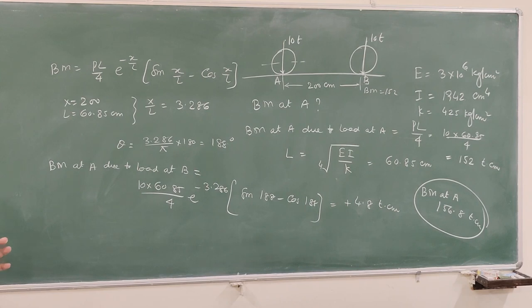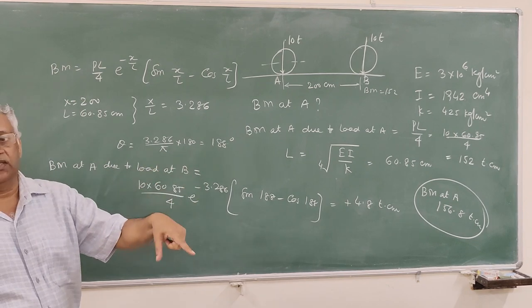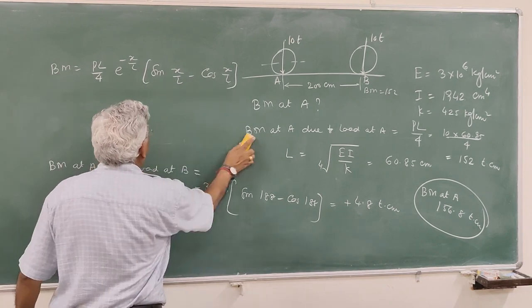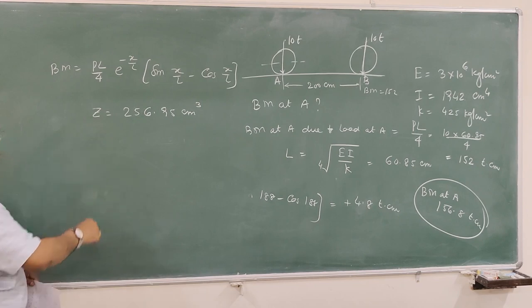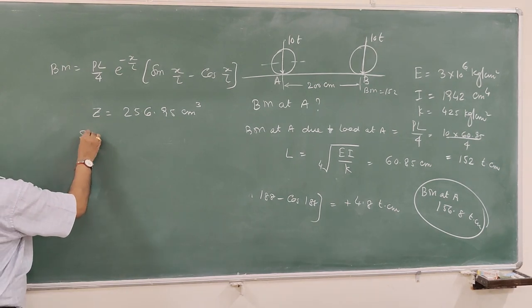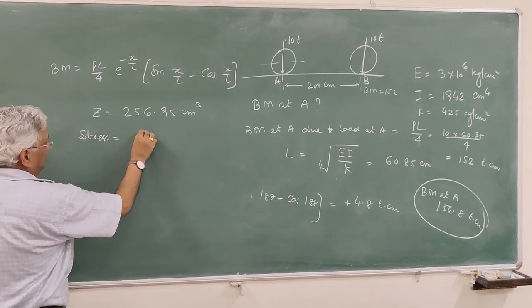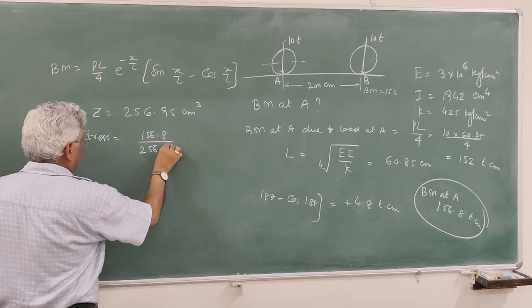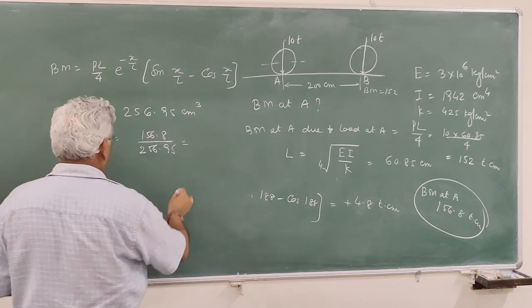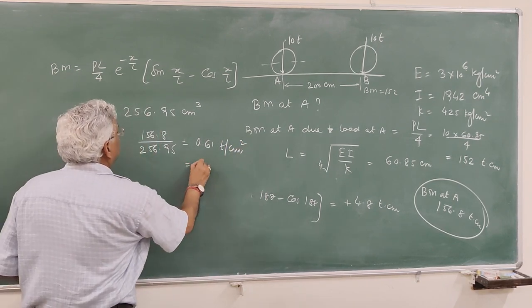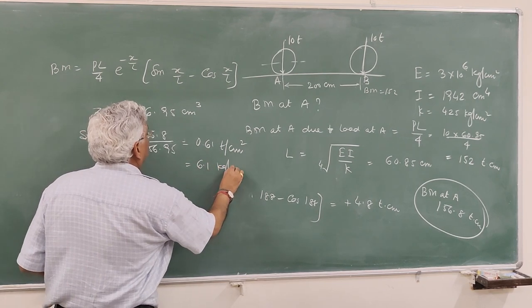Now, if you know bending moment, you can calculate bending stress also. Bending stress is bending moment divided by section modulus Z. And if you take value of Z for this rail section, let us say that value of Z for this rail section is 256.95 centimeter cube, and therefore bending stress in the rail will be 156.8 divided by 256.95, and that is equal to 0.61 ton per centimeter square, or you can say 6.1 kg per millimeter square.